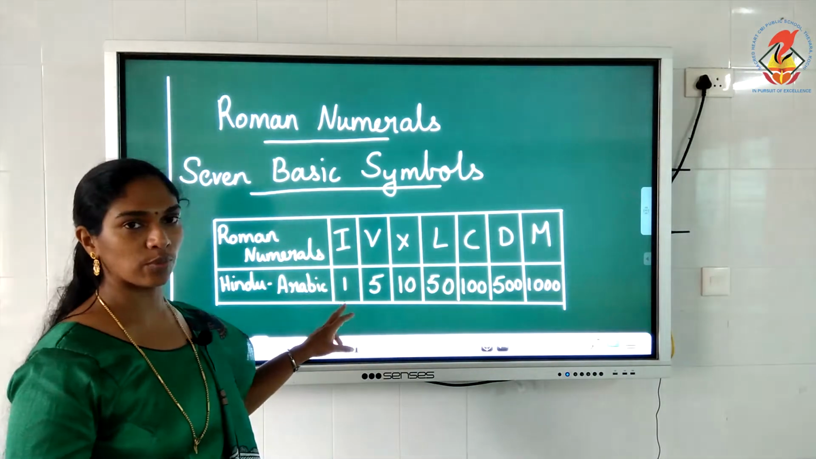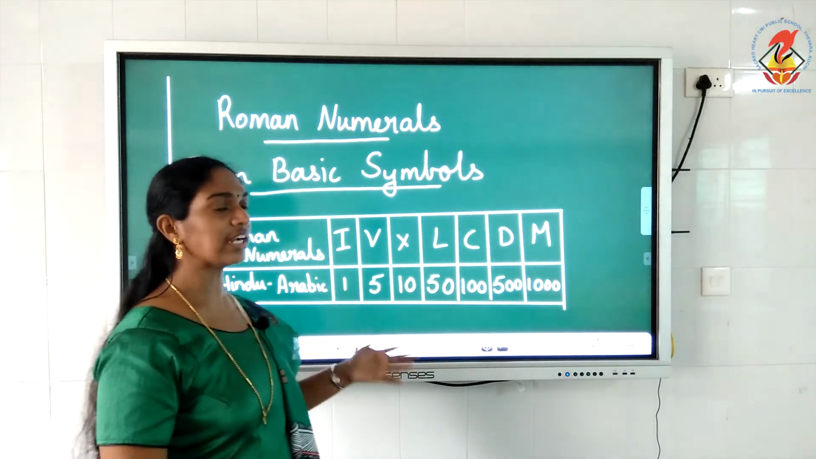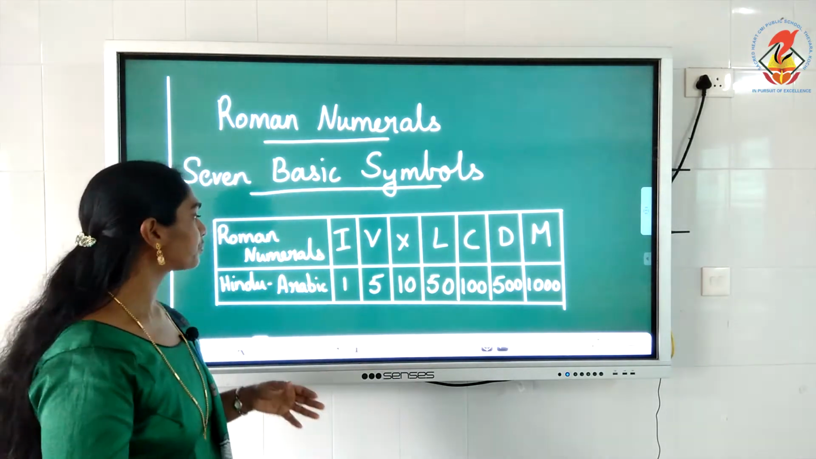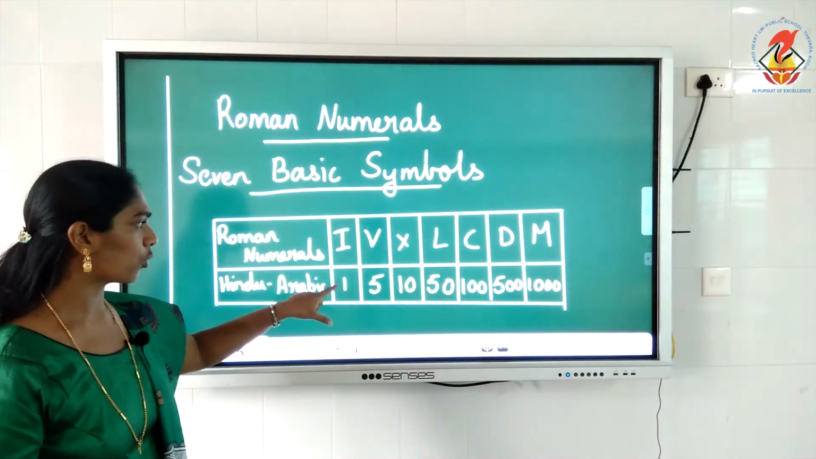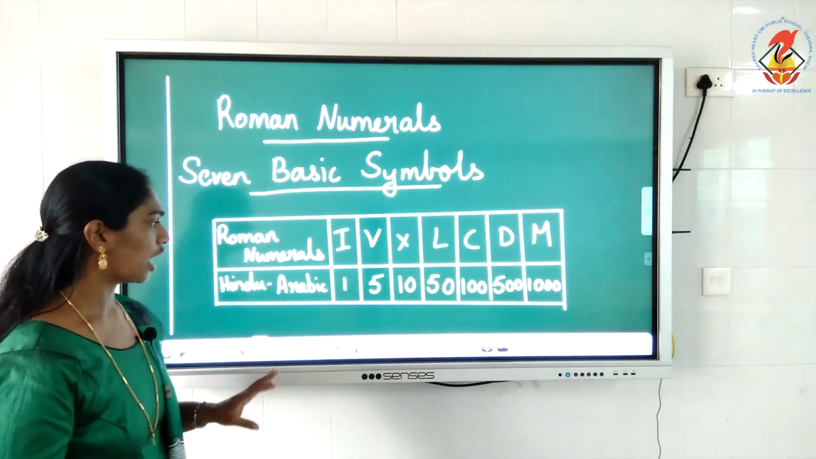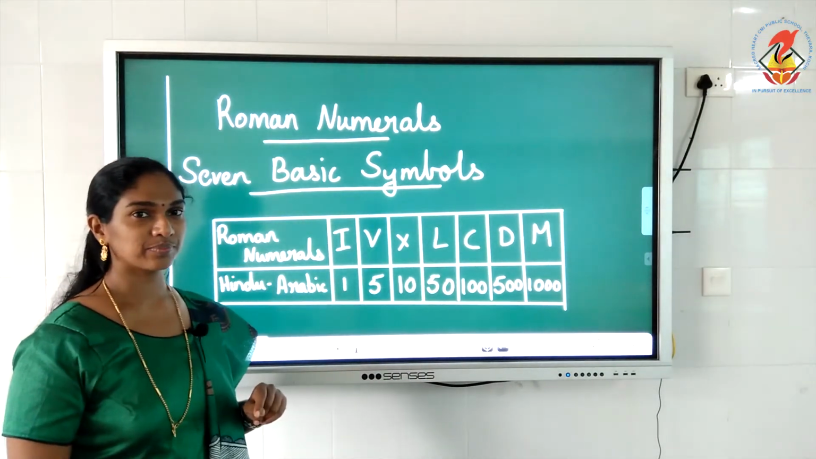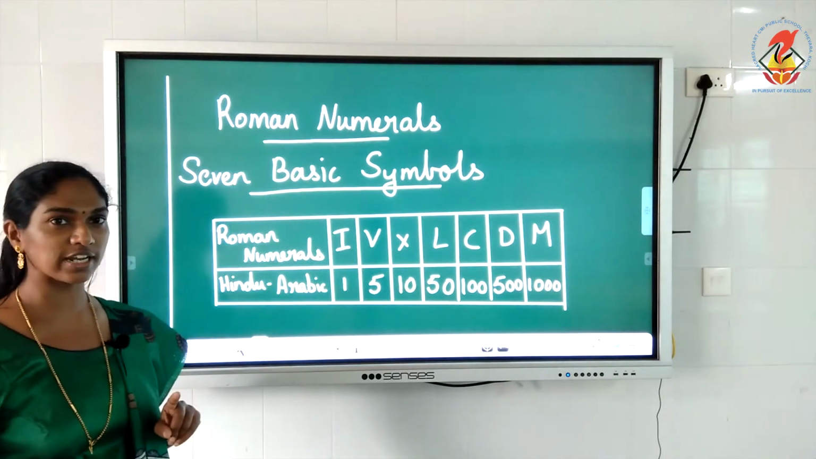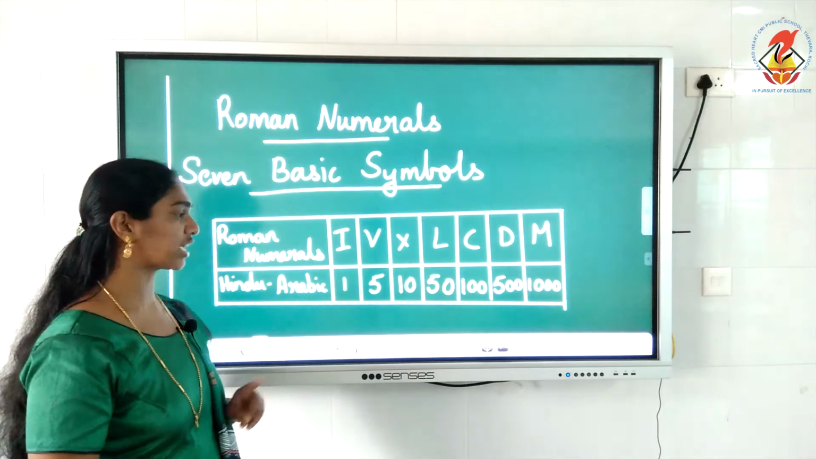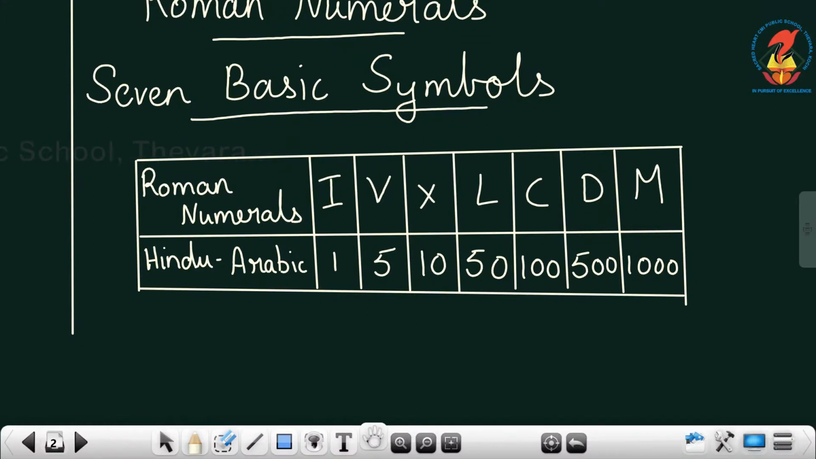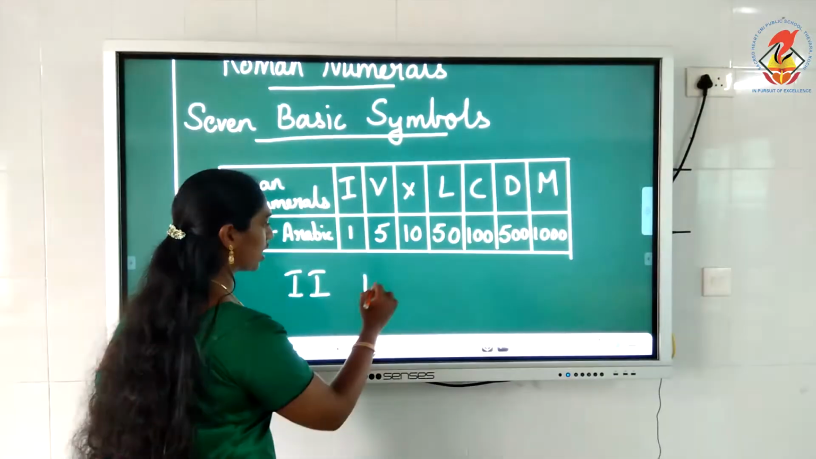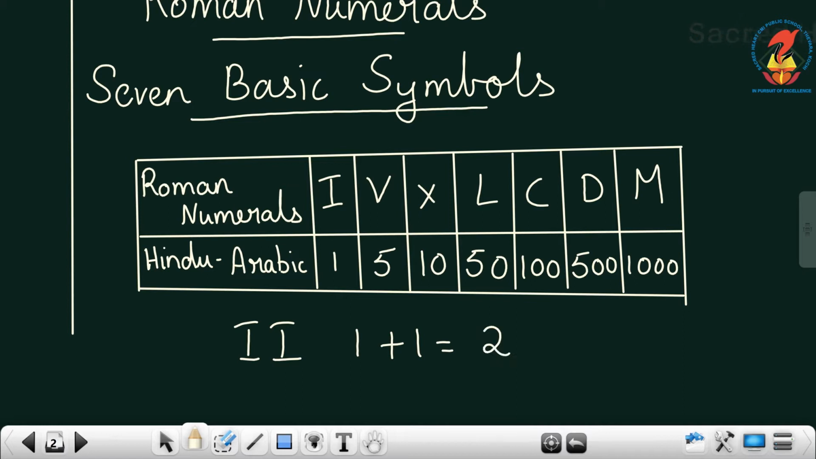For I they did 1. Using that they did some other numbers also. We will come to that. Now, see, you have I for 1. Have you seen this when you were in first standard? On your class board it was written, isn't it? When you came to second standard, how was the letter given? It was 2 I's given over there, right? Yes or no? So 2 I's means 1 plus 1, that is equal to 2.